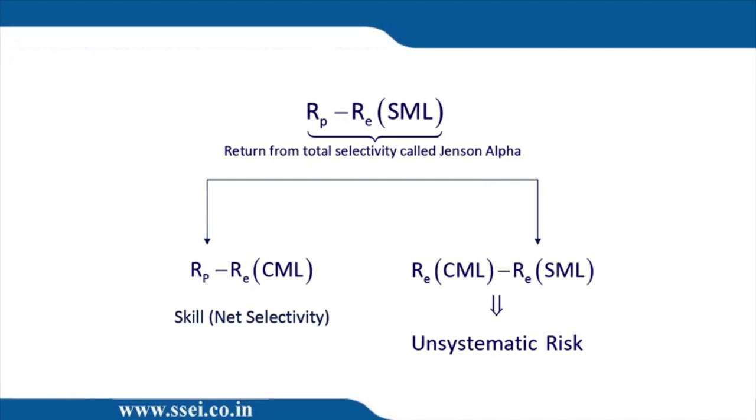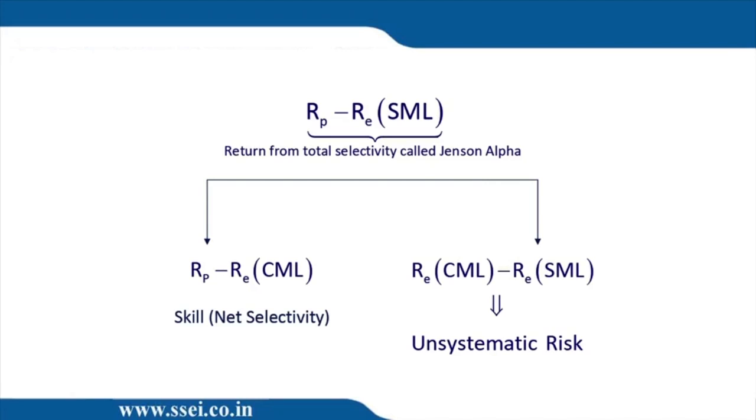Now we split this into two parts. On the left side, we have RP minus RE as per CML. Now, you know CML, capital market line, is RF plus Sharpe ratio into SD. Sharpe ratio of the market, that means the slope is RM minus RF divided by sigma M. So it's RF plus Sharpe ratio into sigma P. So CML considers total risk while SML considers only systematic risk. So when you do RP minus CML, you get the return earned by the fund manager from skill. On the right hand side, you have the residual term, which is CML minus SML.